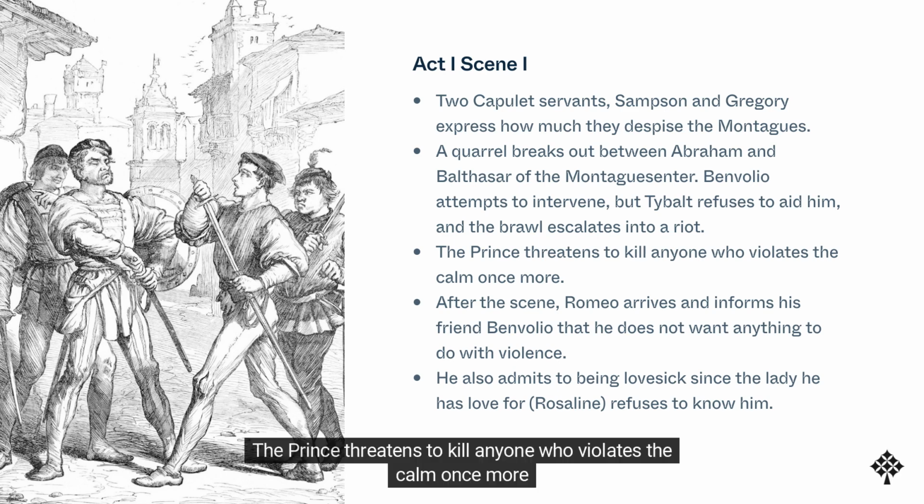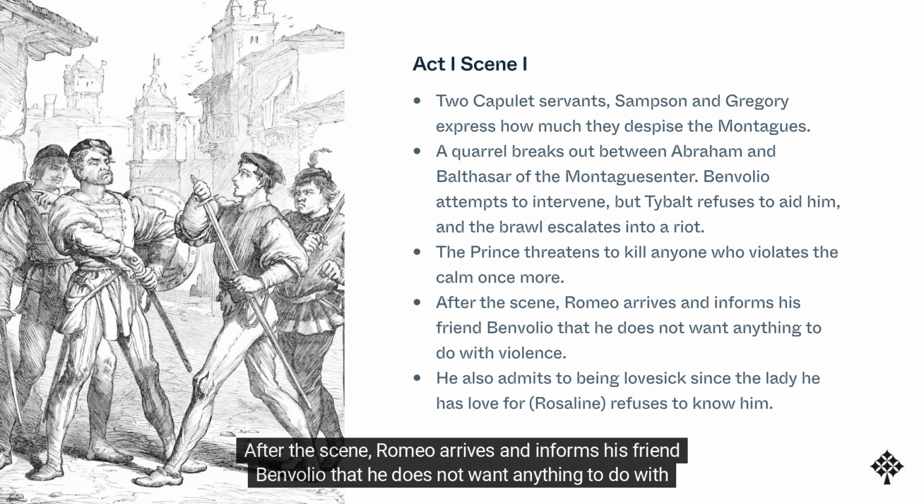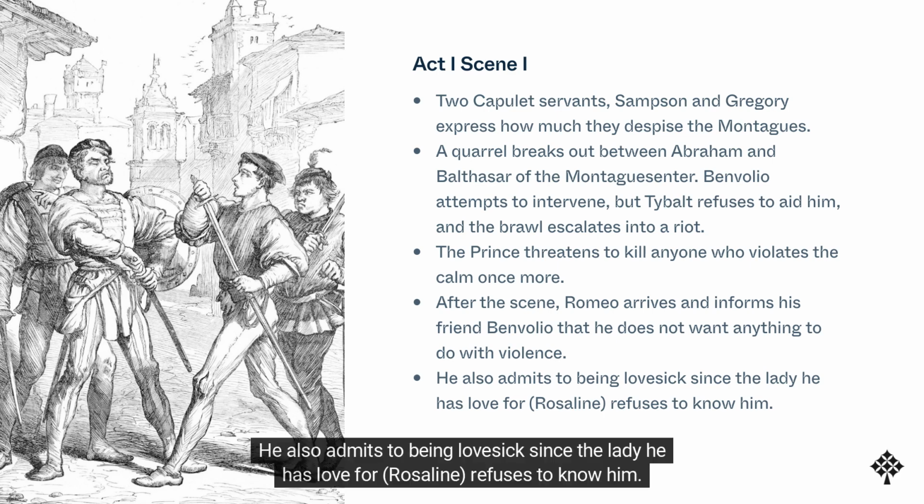The prince threatens to kill anyone who violates the calm once more. After the scene, Romeo arrives and informs his friend Benvolio that he does not want anything to do with violence. He also admits to being lovesick since the lady he has love for, Rosalind, refuses to know him.